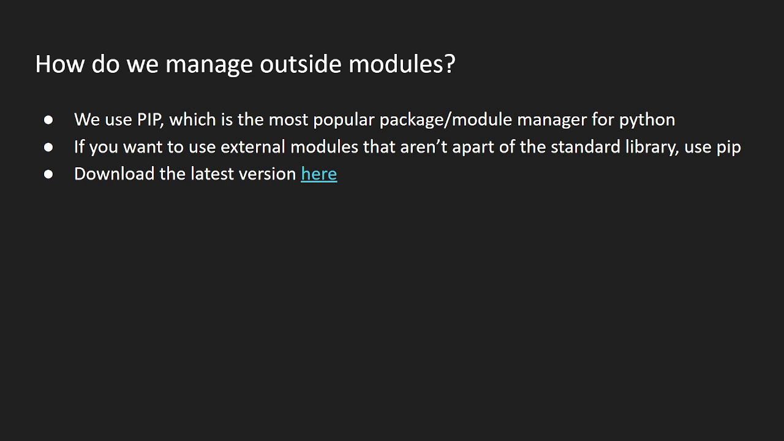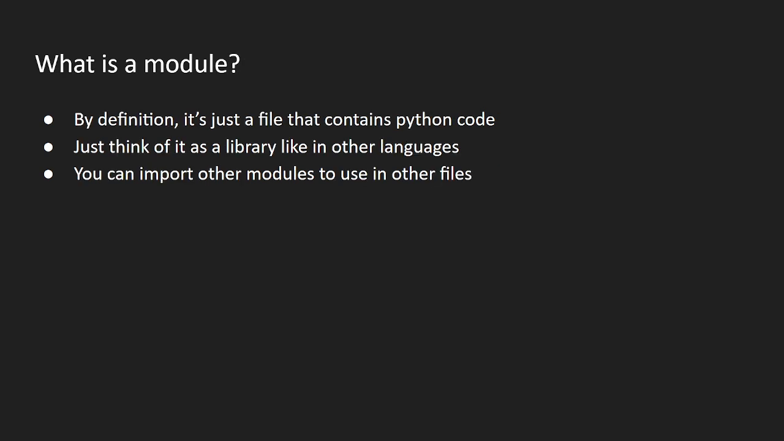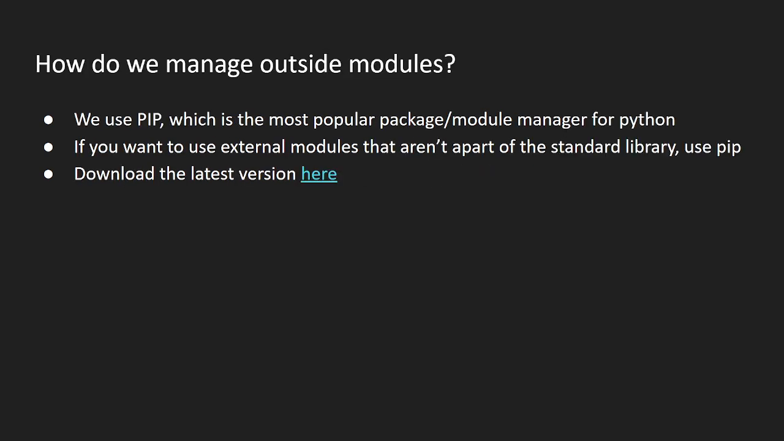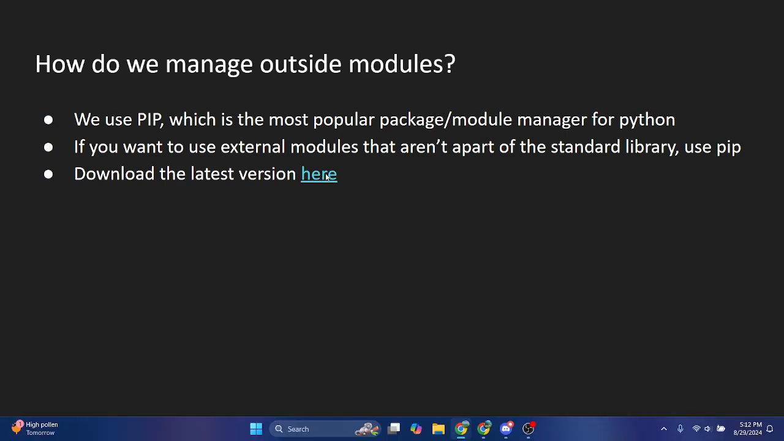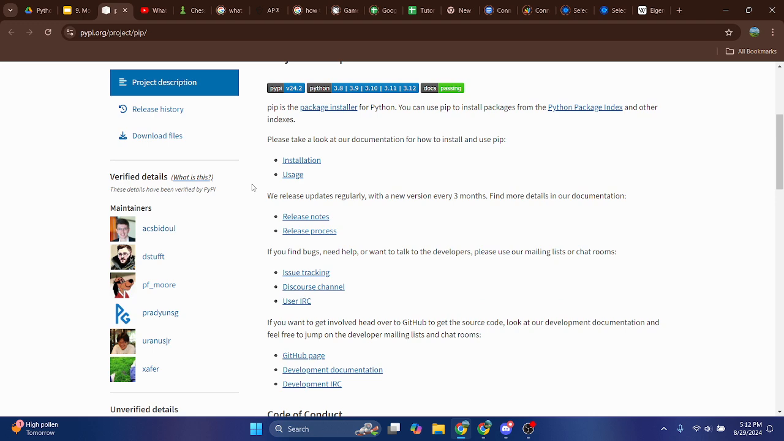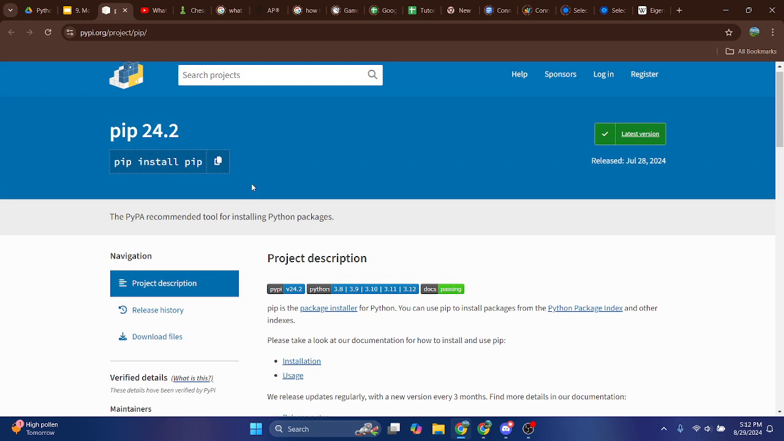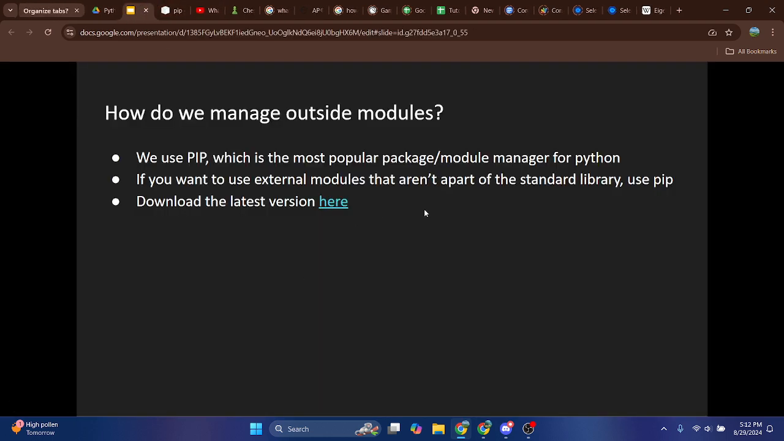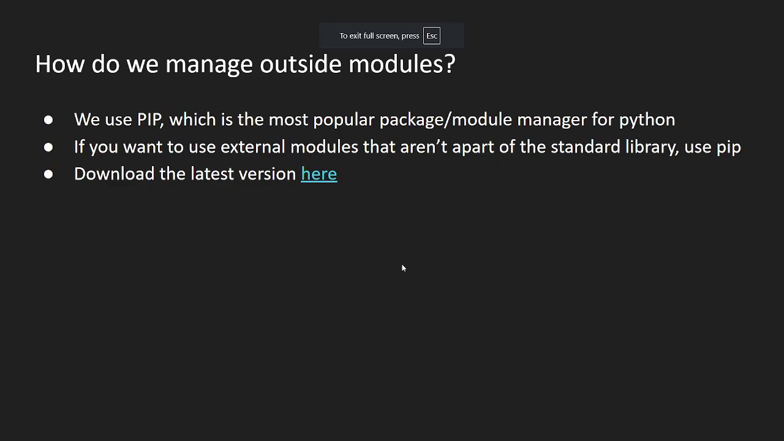So modules can do a lot of useful stuff, but in order to download some of these, we need to use something called pip, which stands for Python install package, which is the most popular package manager for Python. So if you want to use external modules that aren't part of the standard Python library, use pip. You can download the latest version at this link.